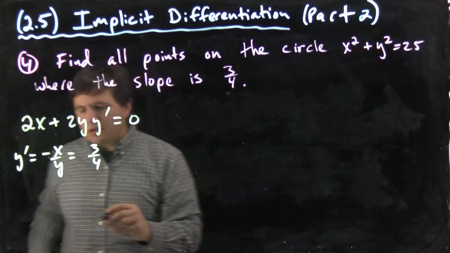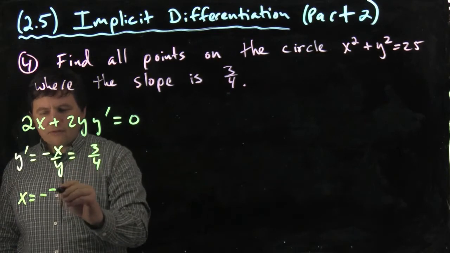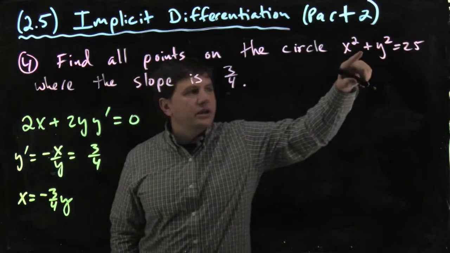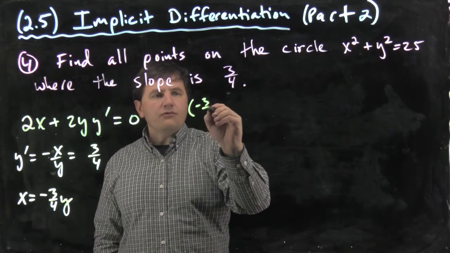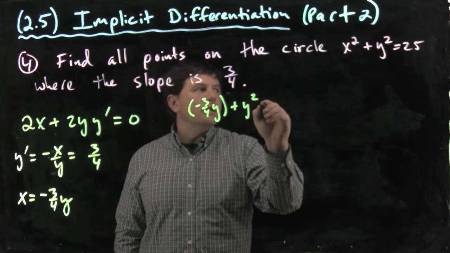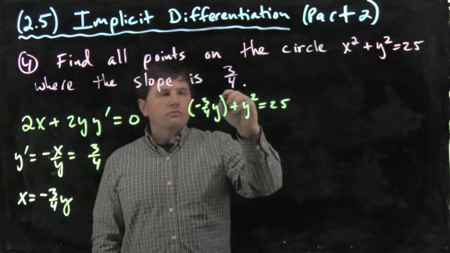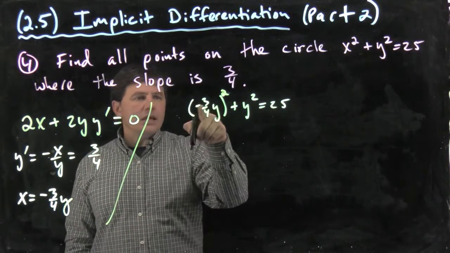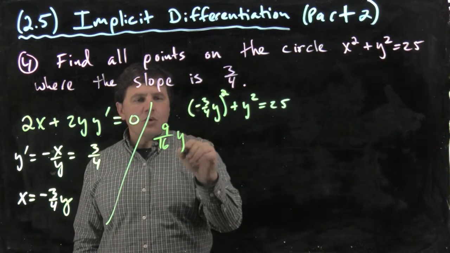Okay, so first of all, I'm going to solve for x here. So x is equal to negative 3/4 y. Okay, and then what we're going to do is we're going to take this and plug it into this equation. So x is negative 3/4 y, plus y squared is equal to 25. Oh, yeah, this is x squared, right? So the negative squared will be positive, so this is going to be 9/16 y squared.